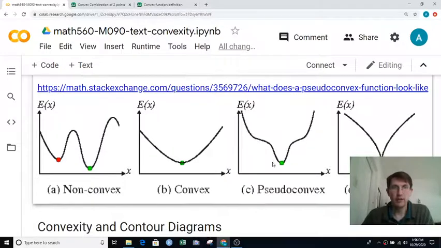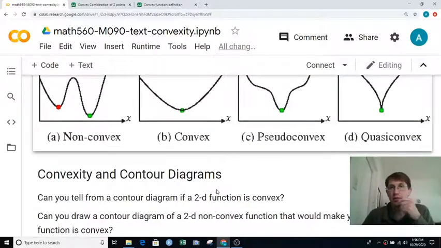And then one last thing, can you tell from a contour diagram if a two-dimensional function is convex? What would you expect the contours to look like? Can you draw a contour diagram of a non-convex function that would make you think the function is convex?